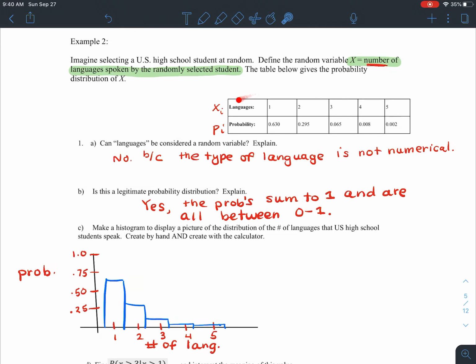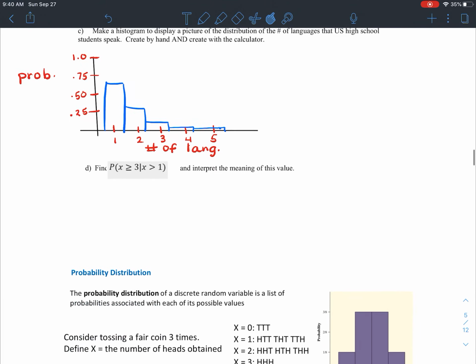Now, if we were going to construct this on the calculator, I will place a short video under the tab TI-84 videos of how to construct a probability distribution on your calculator. Of course, you would place the languages in L1 and the probabilities in L2, but there is something special that we would need to do in one of the settings here. So you can access that video on my webpage. Okay, let's move on down here to this probability question.